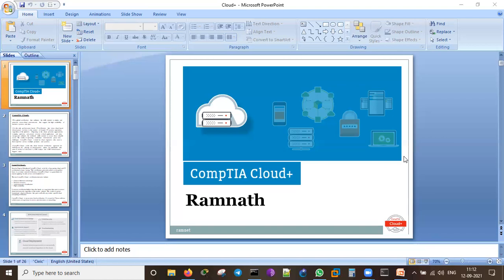And they have got so many other certifications as well. CompTIA now has come up with the Cloud Plus. Everything is a plus only, like A Plus, Network Plus, now it is Cloud Plus. Security Plus is also there.